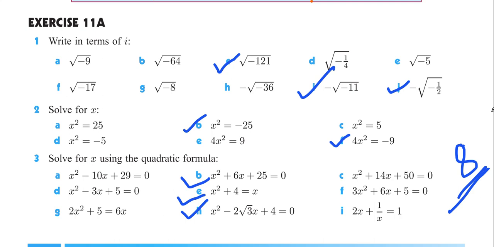So I hope you guys understood this particular topic, and I'll see you guys in the next video where I'll be explaining the brief concept of complex numbers. So stay tuned for that video.